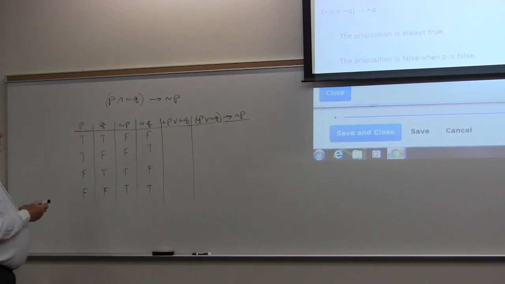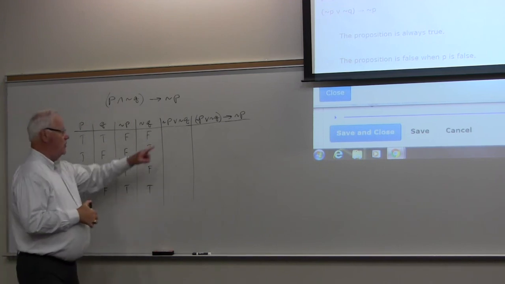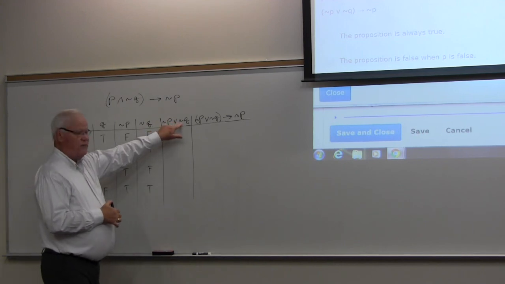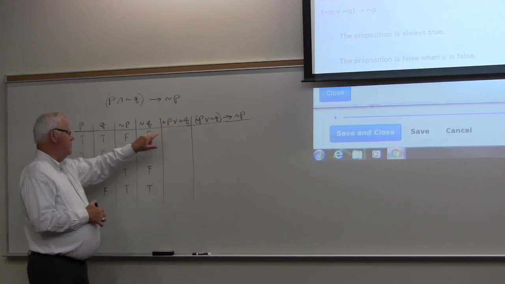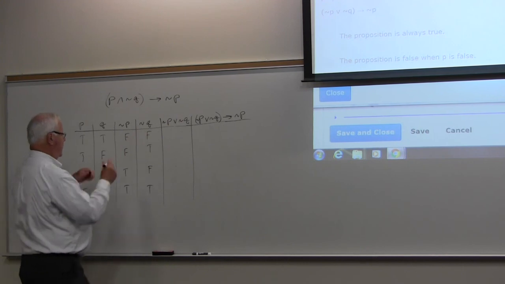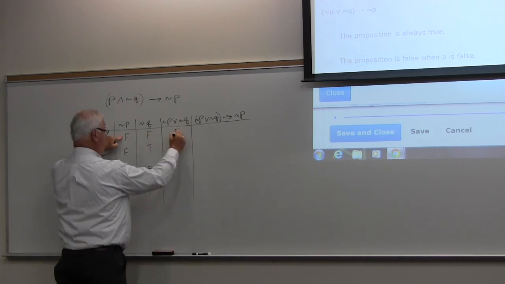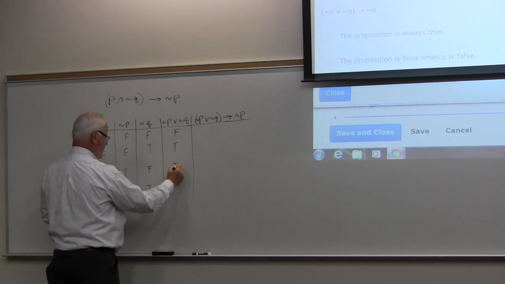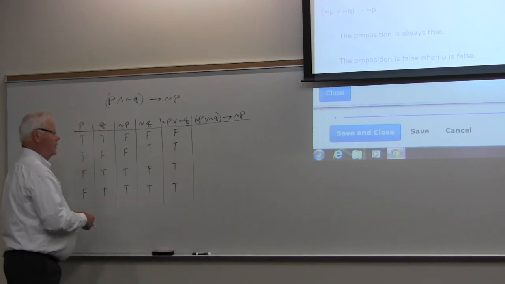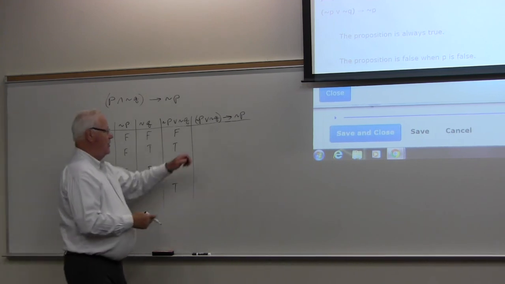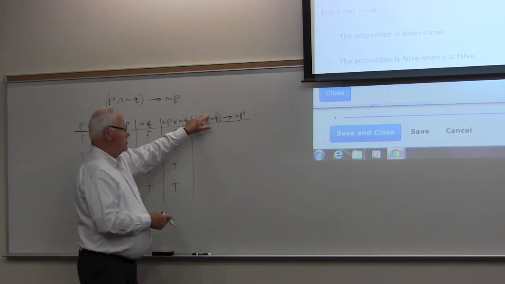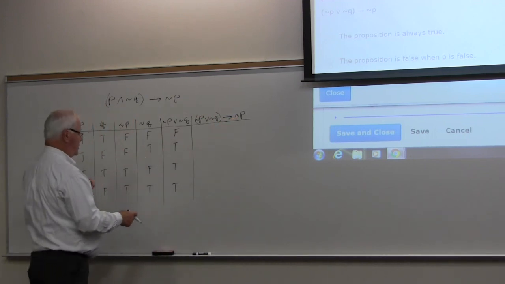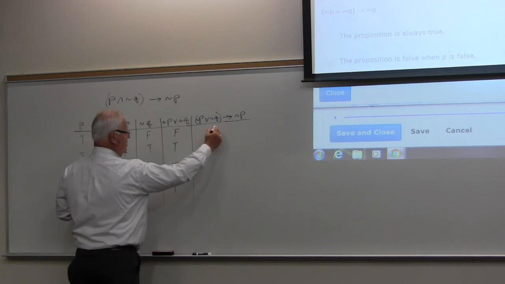Okay, not P or not Q implies not P. All right, so now we have an OR statement here, which is false only when both of these are false, is it not? So looking at both of these, they're both false here, and at least one of them is true for each one of these. Okay? Now, knowing that this is false only when this is true and that's false, right? So let's see. It's false here, so that's true.